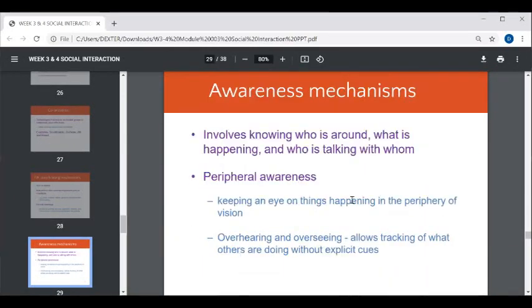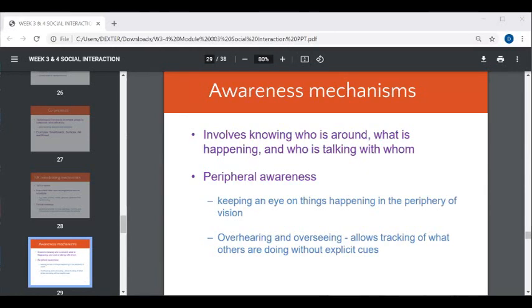So, awareness mechanism. Awareness involves knowing who is around, what is happening, and who is talking with whom. For example, when attending a party, people move around the physical space, observing what's going on and who is talking to whom, eavesdropping on others' conversations, and passing on gossip to others.